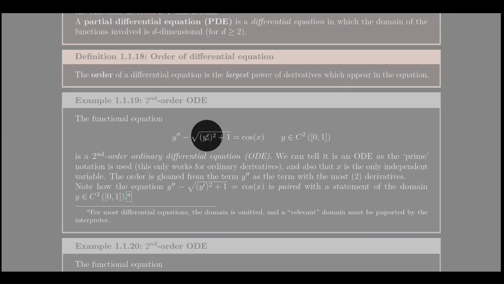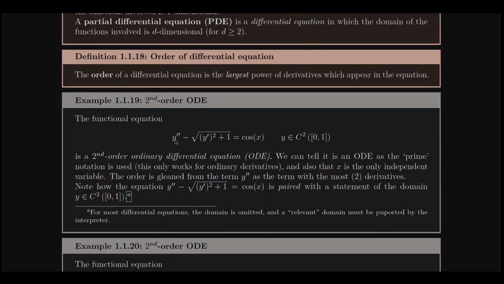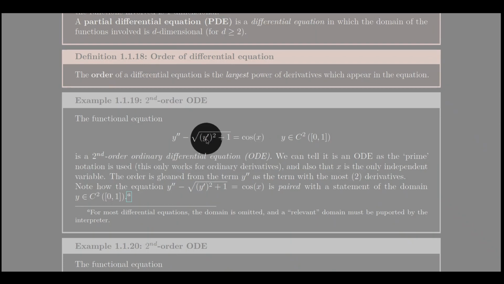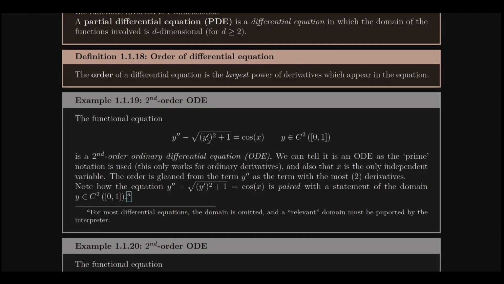It's second order because there's one derivative, but there's two. It's ordinary because there's one independent variable, and I'm just going to make the assumption that y depends on this independent variable x. Okay, so y is a function of x. Its input is one-dimensional. Therefore, it's an ordinary differential equation.